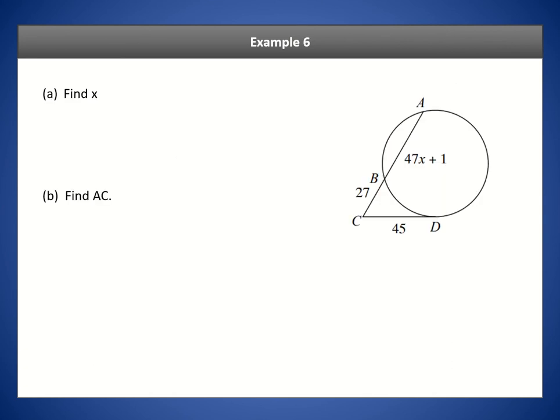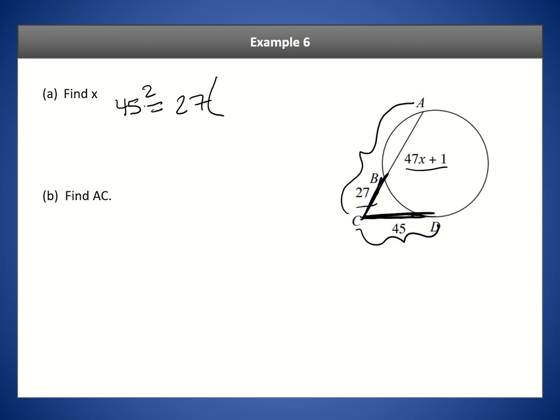All right, so looking at our final example here, using the theorem, we said the outside segment times the whole thing, which is going to be the same number here, 45 times 45. So we got 45 times 45, which is the same thing as 45 squared, is equal to the outside portion, which is 27, times the entire thing. And the entire thing is 47x plus 1 plus 27.